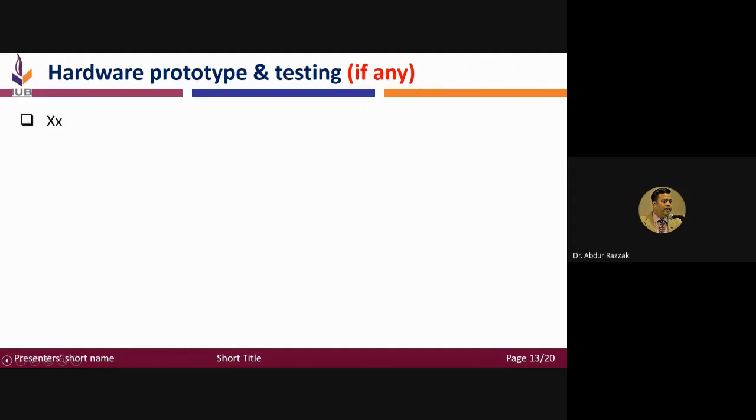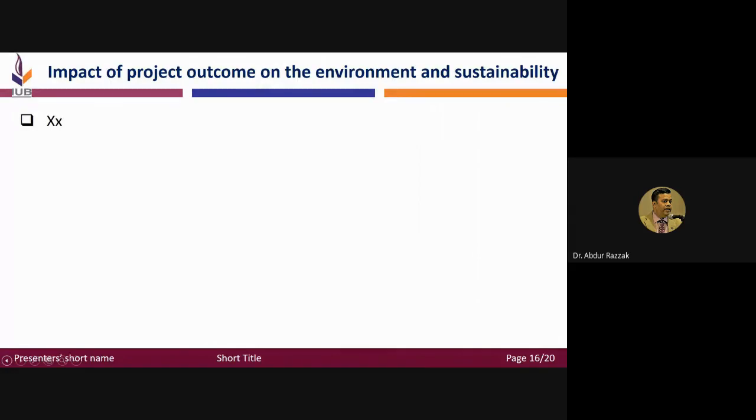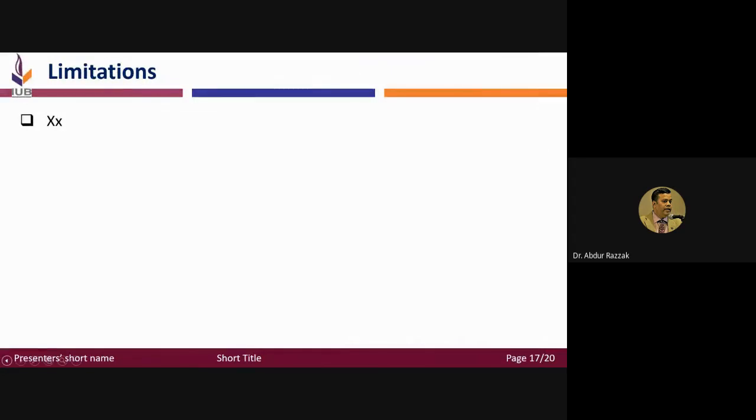The picture of the hardware prototype and testing, preferably in picture. You may show the video presentation, no problem. And then the result and analysis, both of the simulation and from the experiment. So you have to show the result and also analyze the result very carefully, and you have to show the impact of this project outcome on the environment and sustainability, and you have to let us know the limitations of your project, and then finally you have the conclusion of your project. This is the conclusion of the one-year project.